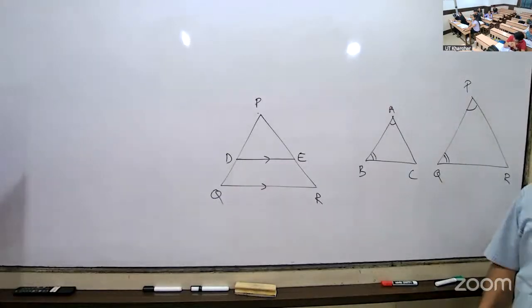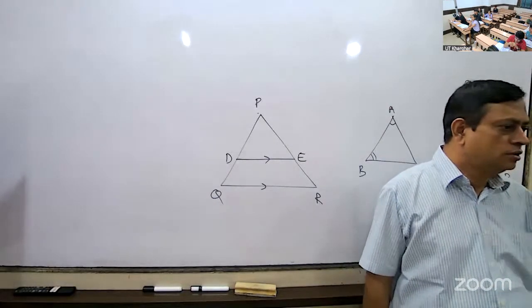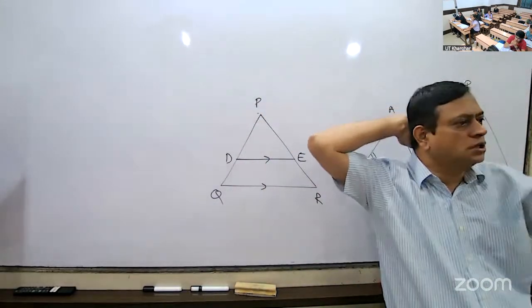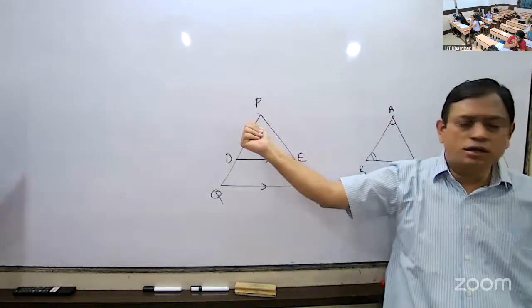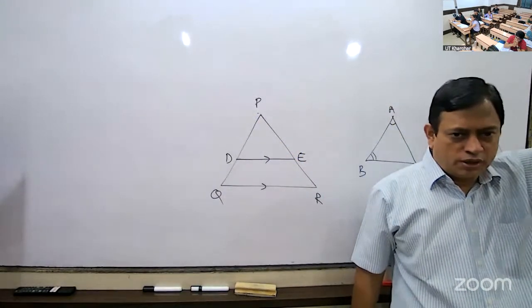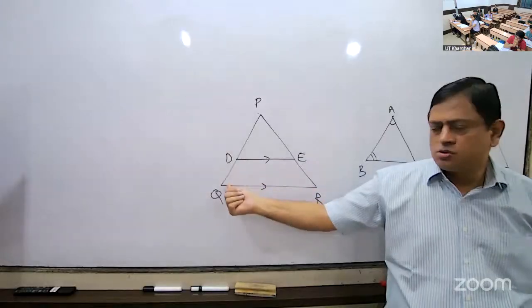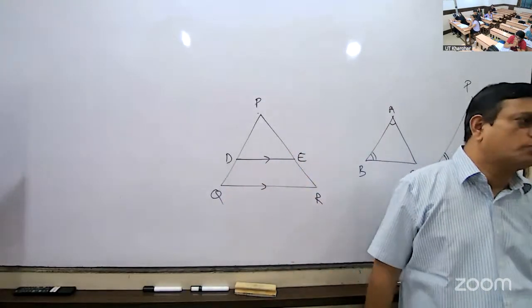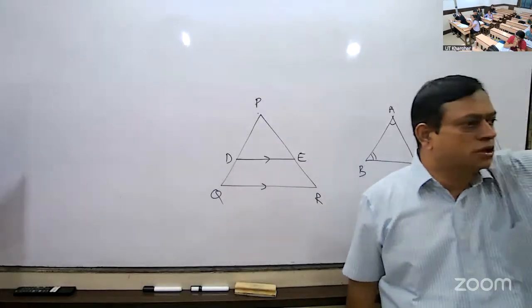What about the third angle? So you can tell now. What you write, no need to write. Listen now. Angle P is common. One pair. Second one, these two angles are equal, corresponding angles. Or these two angles are equal, corresponding. Two pairs of angles. What is there similar here?